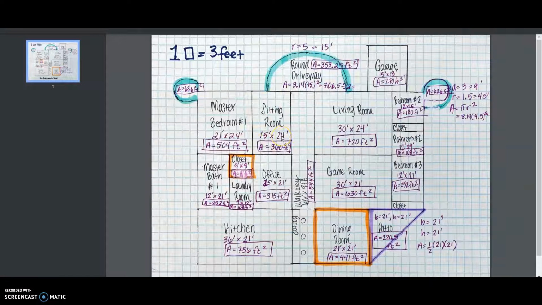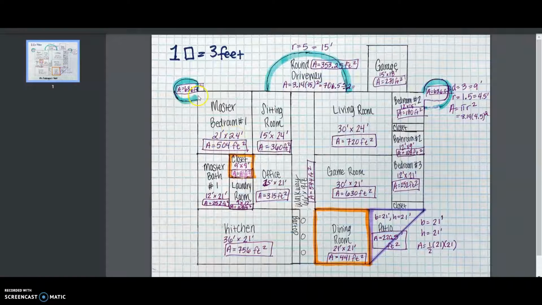Now the next step that we're going to be doing is calculating the area for each and every one of our rooms. So the rectangles and the squares are going to be the easiest ones. My closet dimensions got a little smudgy here, but basically for rectangles and squares, all you have to do is multiply the dimensions by each other.